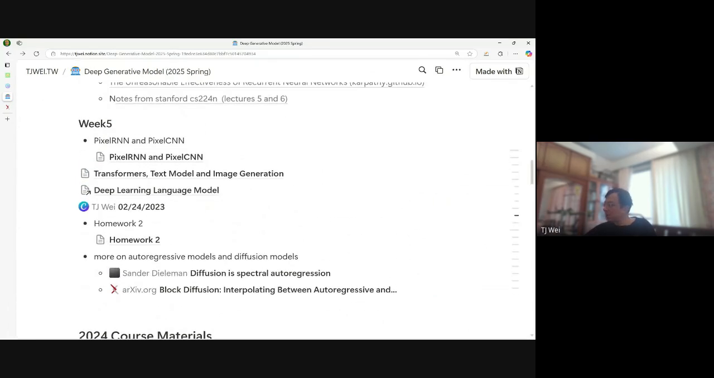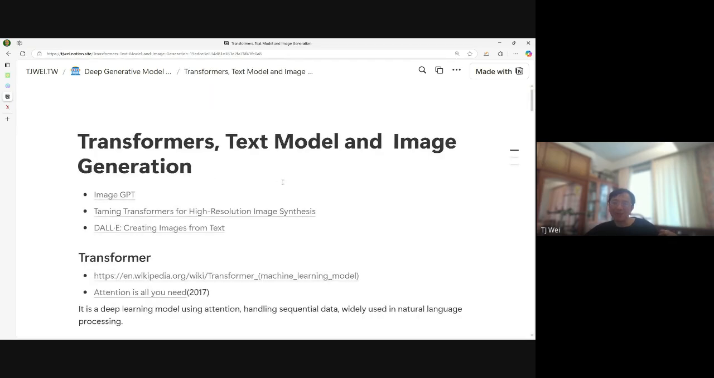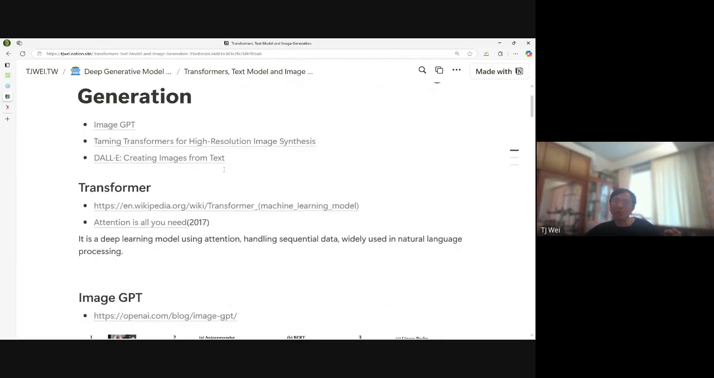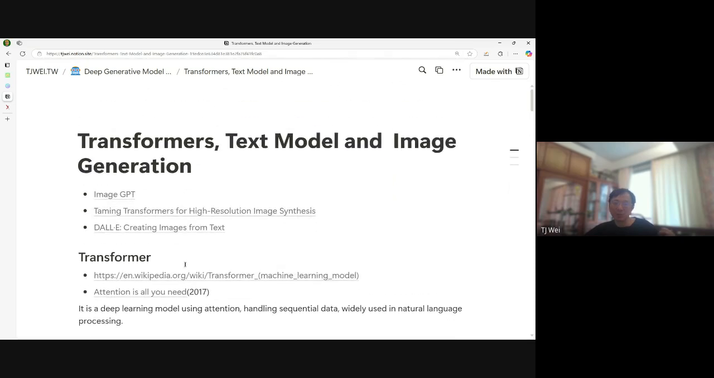Okay, in the final hour of these lectures, we are going to introduce the transformers so that we can talk about first the transformers on the text models, and on the image generation. Mostly this is for image generation.